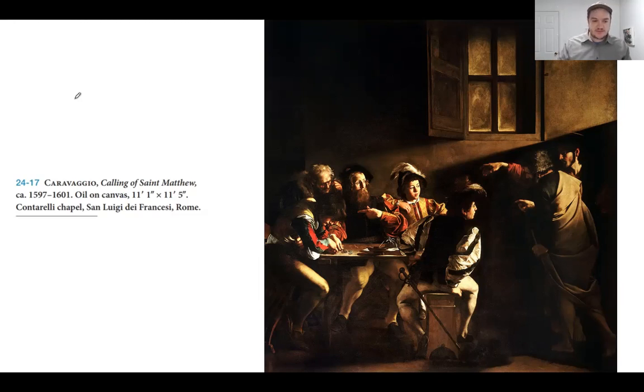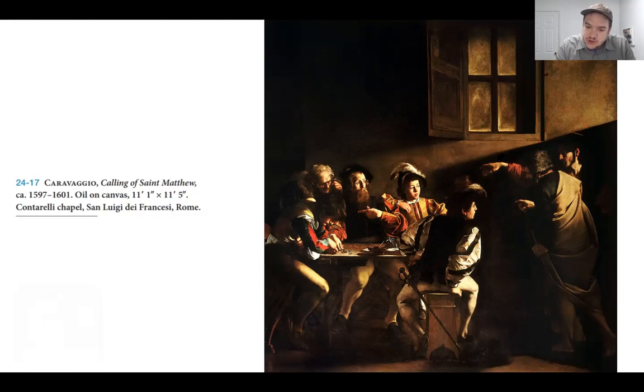So here we have the Calling of St. Matthew, which is a very traditional, beloved subject, but he's humbleized it. Is that a word? He's made it more humble, and brought this naturalism to this sacred idea. So what's going on here? Christ is this figure right here. You can see his little baby halo. It's just a hint at a halo.